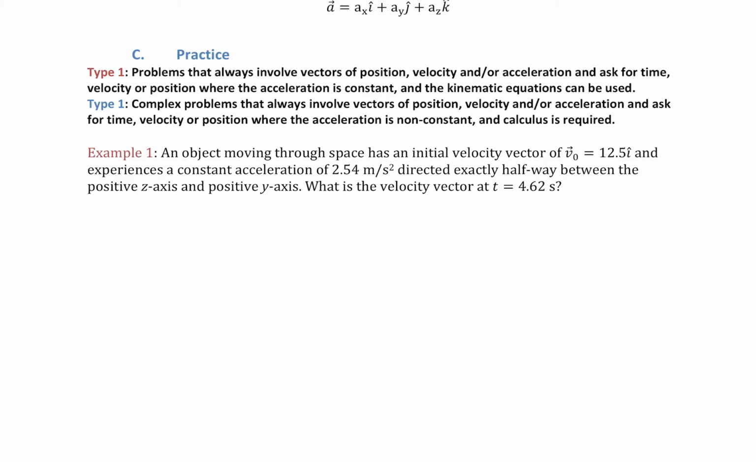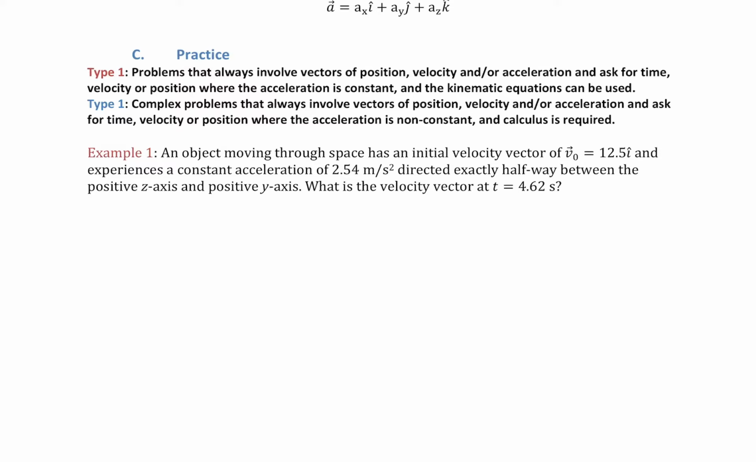The first example is the type 1, so it's one where you could use the kinematic equations. I went ahead and actually just used integral calculus, but it was kind of an overkill approach to solving the problem. An object moving through space has an initial velocity of v naught in the i hat direction, okay? So the initial velocity is entirely in the x direction.